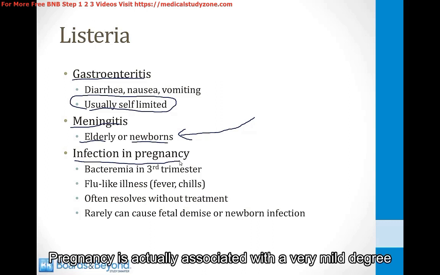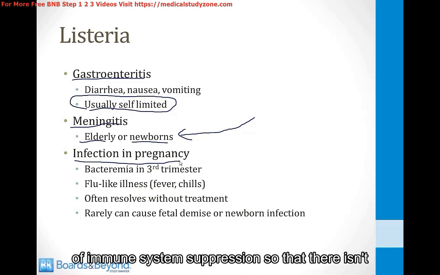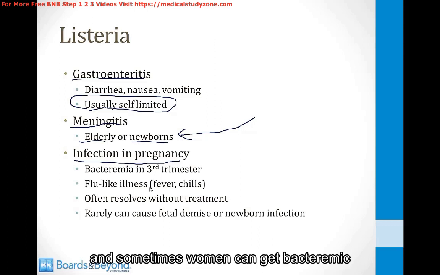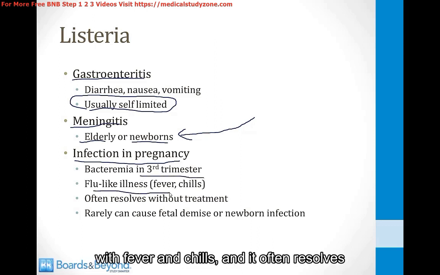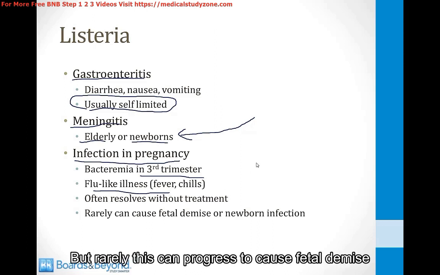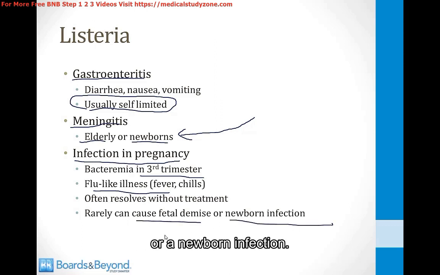Pregnancy is actually associated with a very mild degree of immune system suppression so that there isn't an immune response to the fetus and the placenta. And sometimes women can get bacteremic in their third trimester. What happens is they get a flu-like illness with fever and chills, and it often resolves without treatment, and this can be from Listeria. But rarely this can progress to cause fetal demise or a newborn infection.